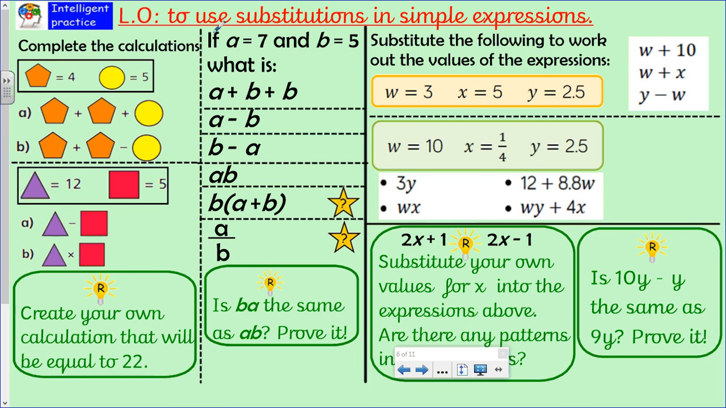So we are substituting in simple expressions. Fairly straightforward on this first bit. The shapes are worth different amounts. Can you work out the total? And here, different shapes, different amounts.